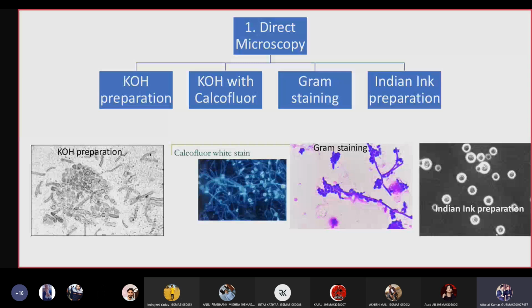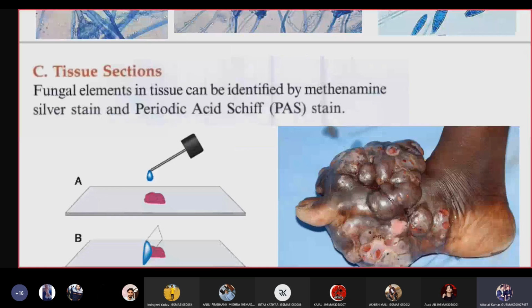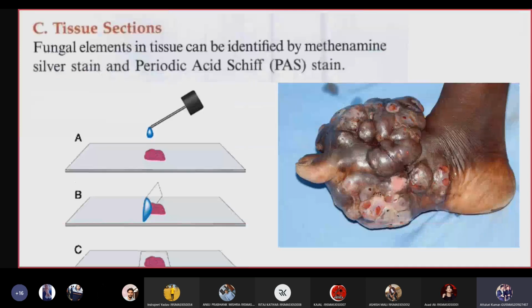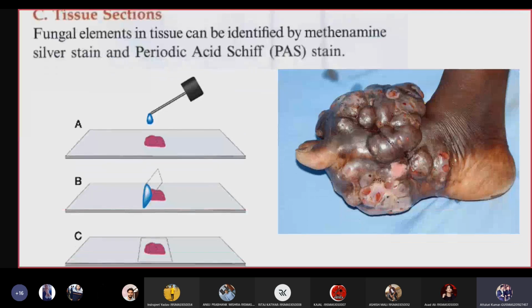Then we discussed culturing. We have two types of culture methods: one is SDA and the other one is LPCB, right? Then tissue sections can be stained with the help of PAS stain. PAS stands for periodic acid Schiff stain, which is especially used for identification of mycetoma infection. Mycetoma is a type of subcutaneous fungal infection.